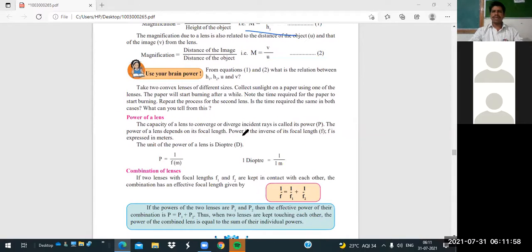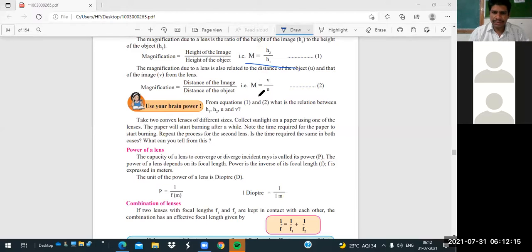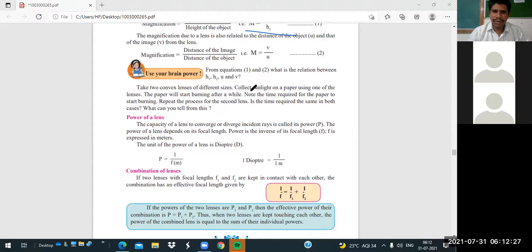Now use your brain power. One question is given to you. From equation 2 and 1, what is the relation between h1, h2, u and v? Can anybody tell what the relation is? Yes. Okay, find out this answer. I'm leaving it for you.